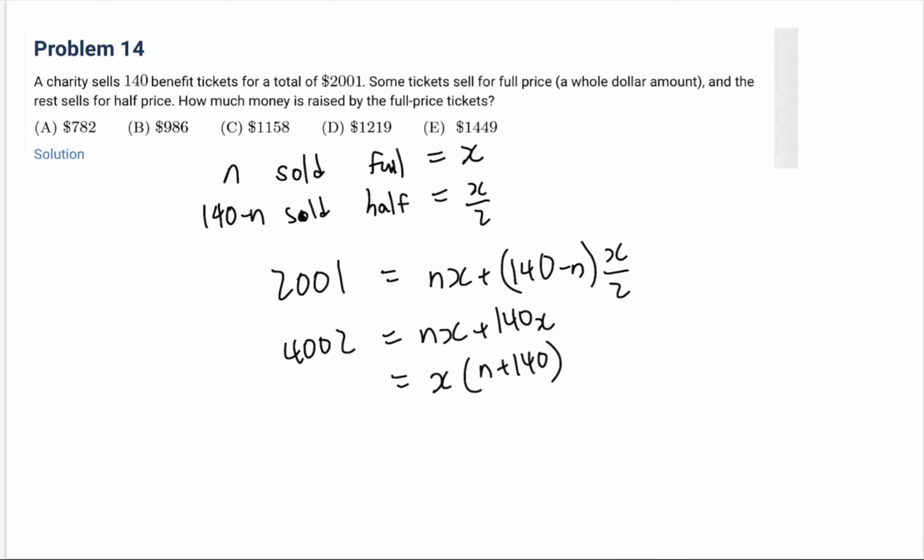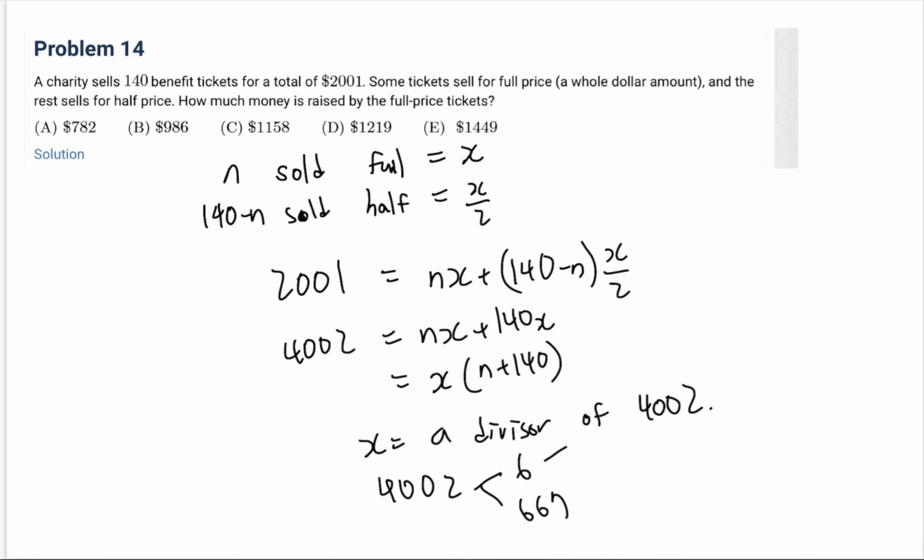Which means that X would have to be a divisor of 4002. So if we dissect 4002, first of all, it's 6, and then it becomes 667. 6 becomes 2 and 3, and 667 is divided into 23 and 29. So 2, 3, 23, and 29. Keeping that in mind, 2, 3, 23, 29.